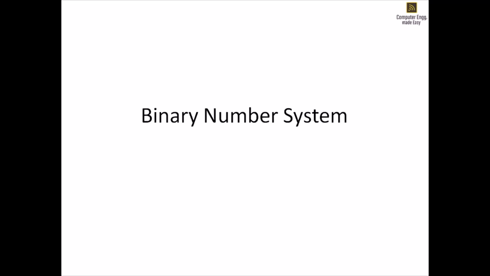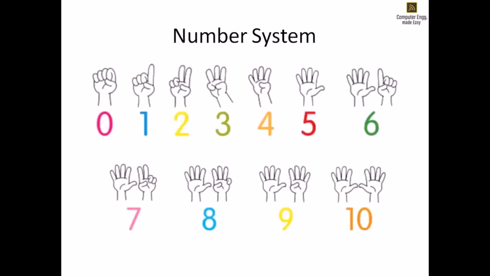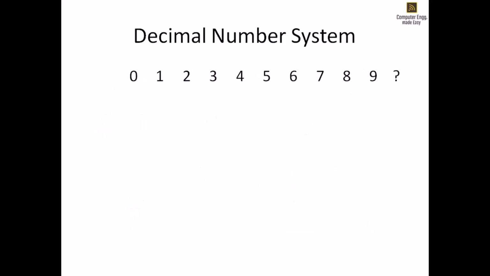So let's get started. The origin of the number system came from the word digits, which means fingers. Since human beings have only 10 fingers, originally we had 10 symbols to represent the number system. The number 10 is also referred to as deci, and hence the name of the number system was referred to as the decimal number system.